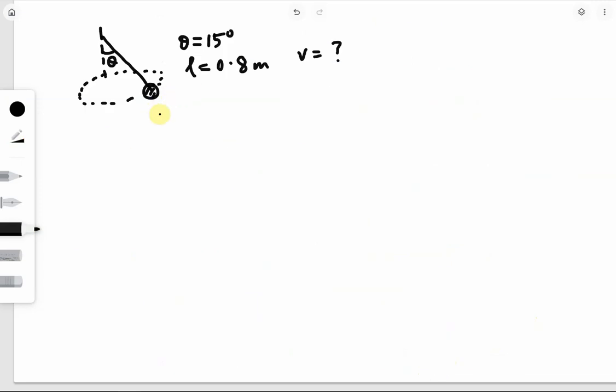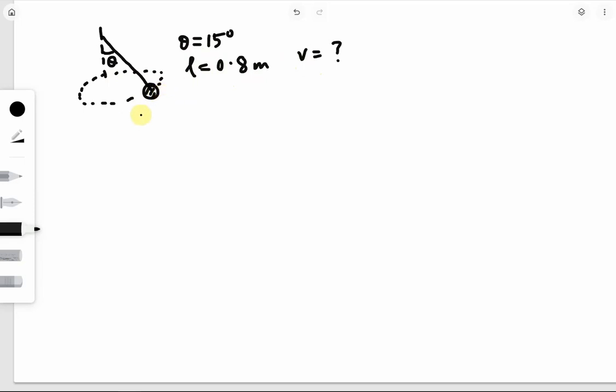Now let's look at a second part to that same question. Here, theta is given as 15 degrees. So this is the same problem of the ball attached to the end of a string and rotated in a horizontal circle. Theta is given as 15 degrees. The length of the string is given to us to be 0.8 meters. And we are asked to find how fast does this ball rotate in the horizontal circle.